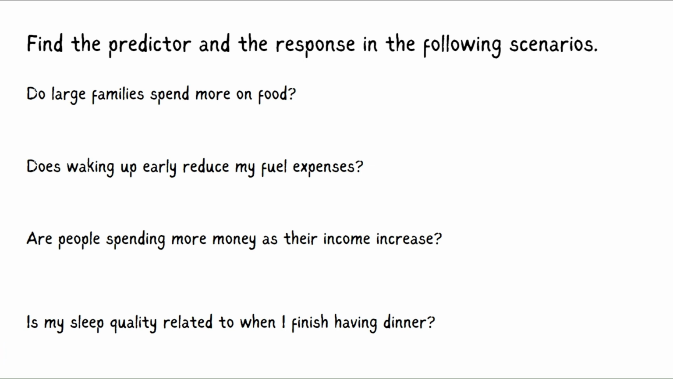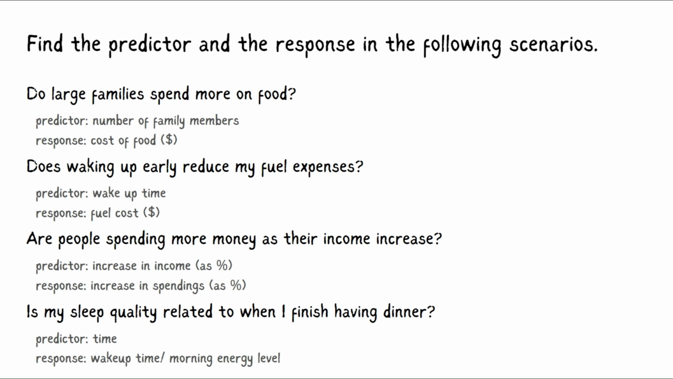In the first scenario, we can think the number of members in a family would influence how much money goes into purchasing food. So the dependent variable is the cost of food in dollars. For a real-life project, we could consider the monthly cost. The second scenario could test the hypothesis that the light traffic early in the morning could help me save on fuel, as I don't spend so much time stuck. The fuel cost would depend on my waking time.